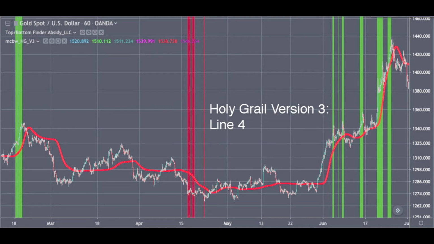In the Day 1 tutorials, we learned how the settings work and how to use it with a moving average crossover, and better yet, to get almost perfect signals with the best Holy Grail indicator version 3 by MCBW_ on tradingview.com.